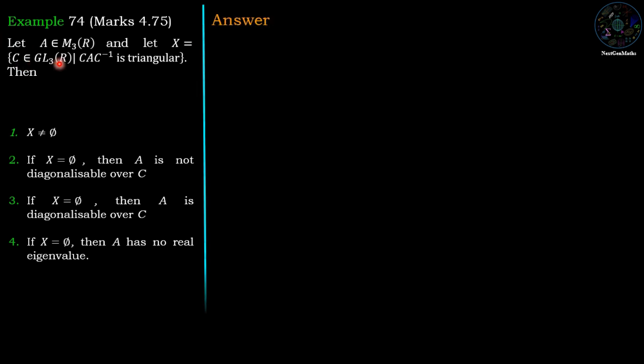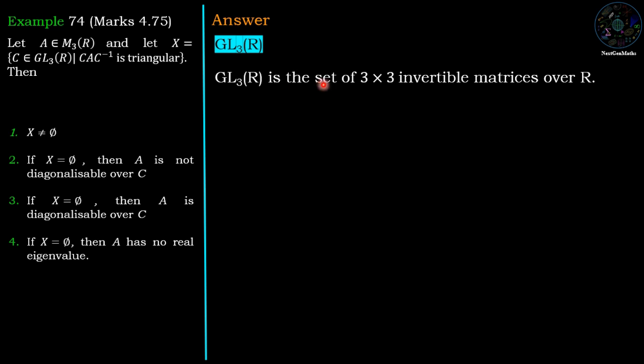First we have to understand what GL3(R) is. GL3(R) is the set of 3 cross 3 invertible matrices over R. So C is an invertible matrix over R, and the set says that C is invertible and CAC⁻¹ is a triangular matrix.